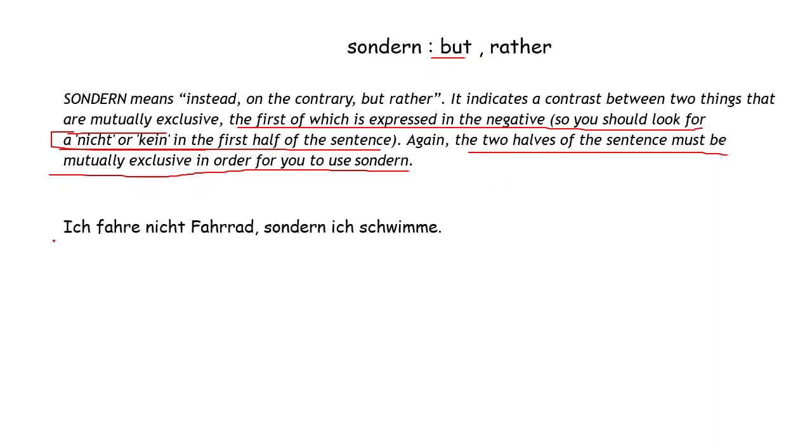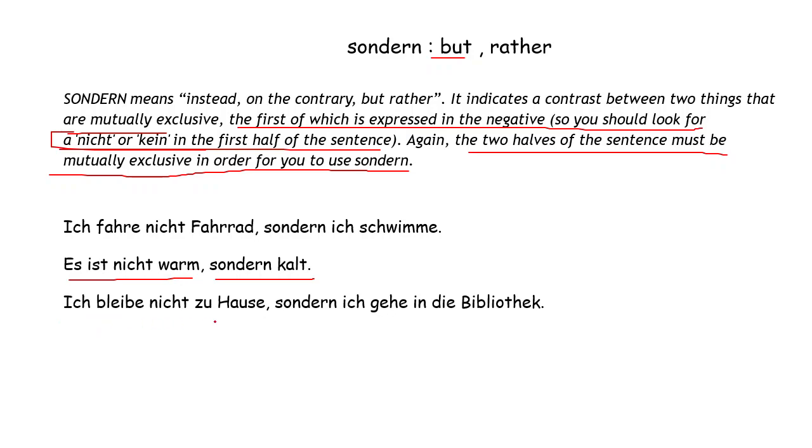Let's see the example. Ich fahre nicht Fahrrad. I don't ride a bicycle. Sondern ich schwimme, but I swim. Es ist nicht warm. It is not warm. Sondern kalt, but cold. Ich bleibe nicht zu Hause. I don't stay at home. Sondern ich gehe in die Bibliothek, but I go to the library. So the first part has a negative, and the second is mutually exclusive. Verb at second position. So we can use sondern.